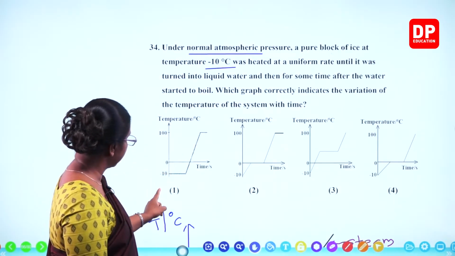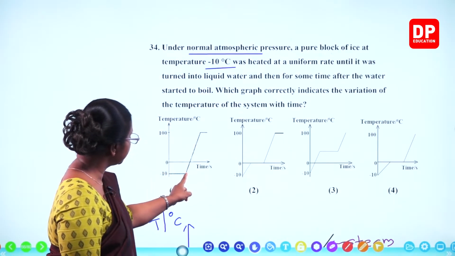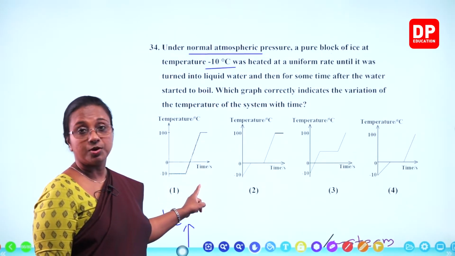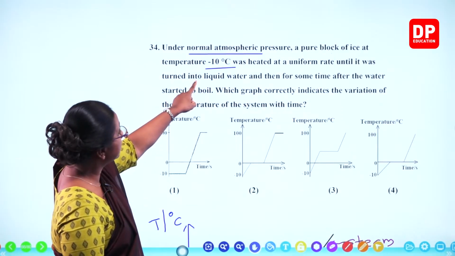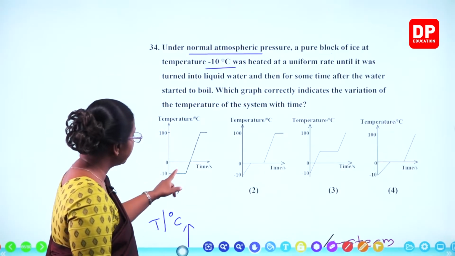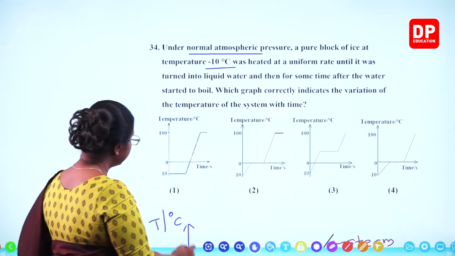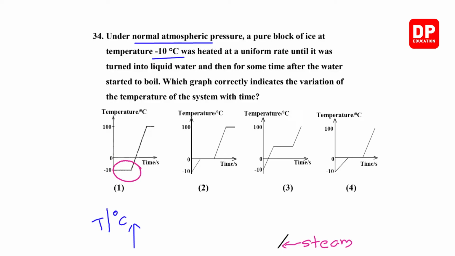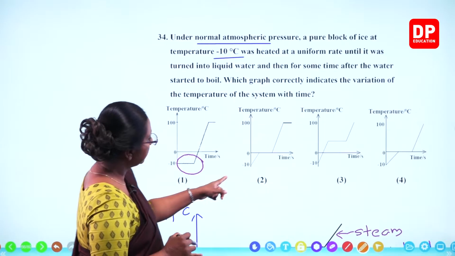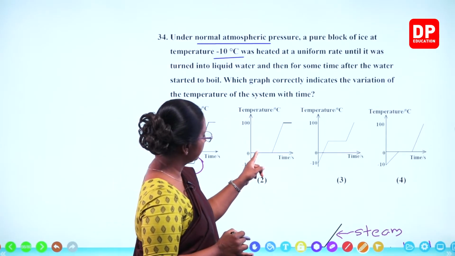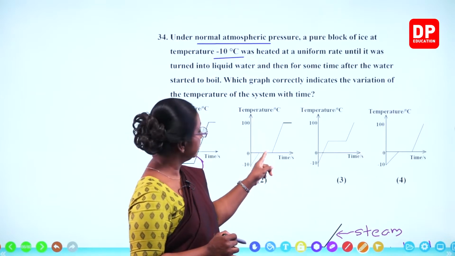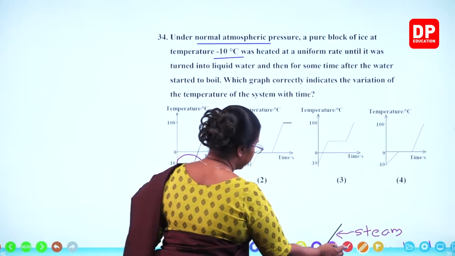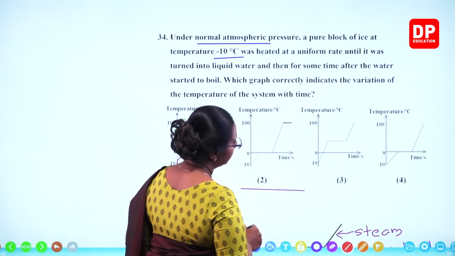Now first one you can see, they have the temperature constant at 10 degrees Celsius. That is not possible because they are heating the ice from minus 10. So the temperature has to increase. So at this point itself, there is a mistake. So here this part is not correct. Then here of course you can see from minus 10 to 0, then melting, thereafter to 100, then boiling. That is the correct graph. This one is the correct graph.